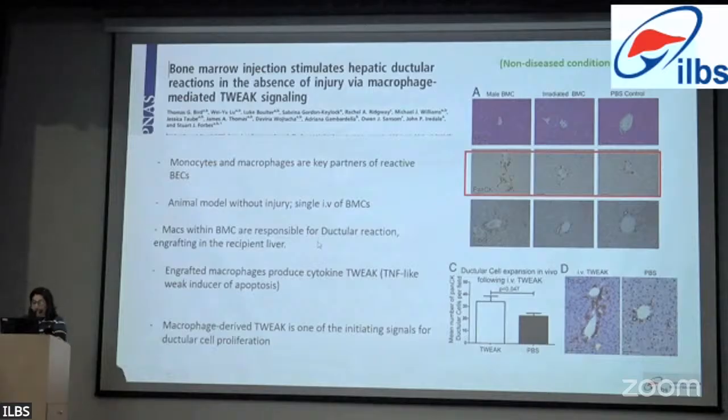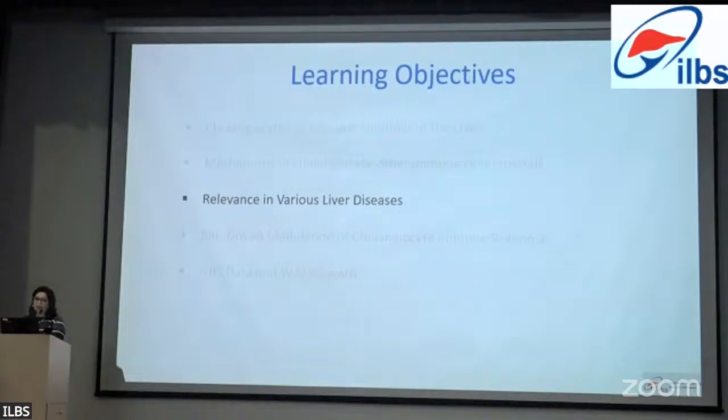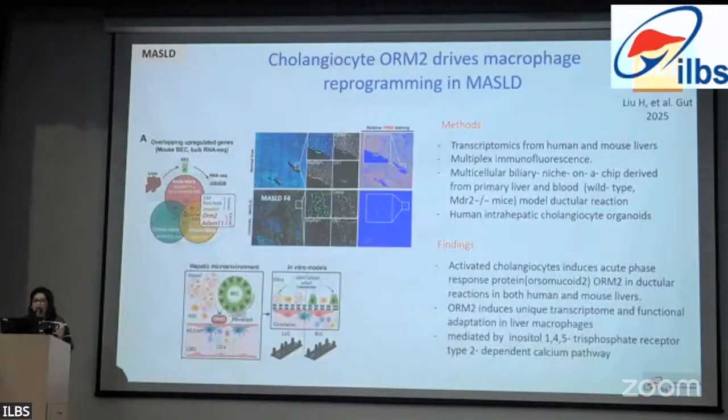But whenever there is a disease condition, then what happens? What is the clinical relevance of these crosstalks in various diseases? So I will start with MASLD. This is a very recent paper in Gut by Liu et al., where they did a transcriptomic analysis of both human and mouse liver using multiplex immunofluorescence, a biliary on-chip model, and some knockout models.